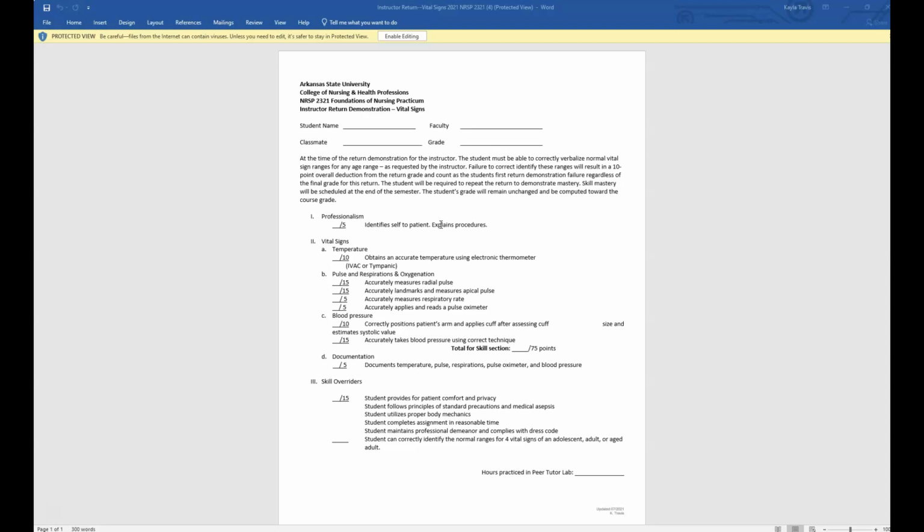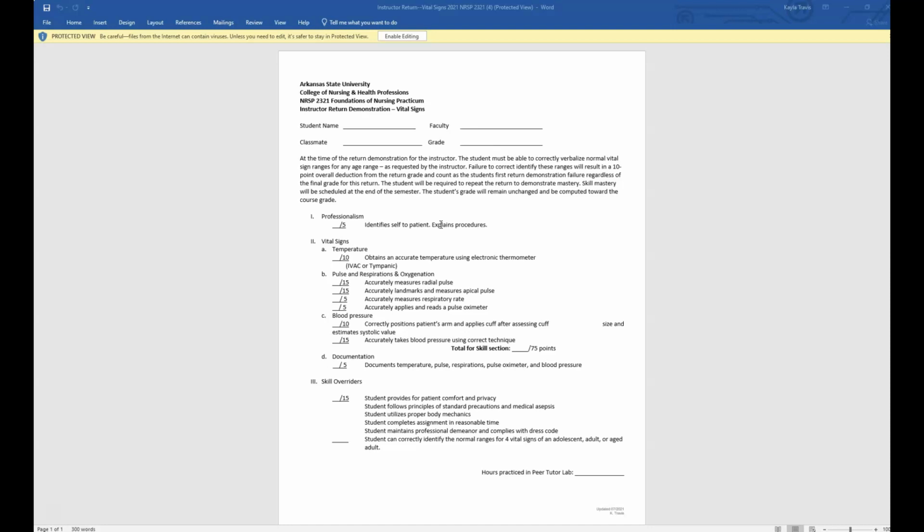Are you in complete dress code per the handbook? And did you remain professional? Did you use appropriate terms anatomically? As well as, did you talk to your patient and your instructor in a professional way? This is how you get your grade.